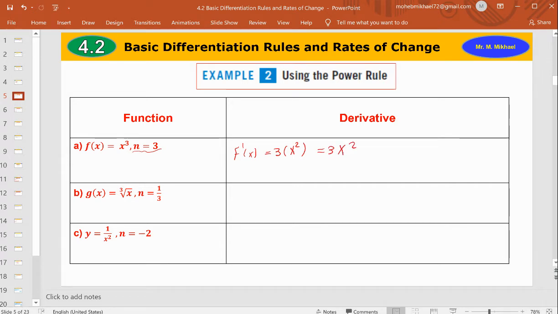This is the derivative of the function. This is the slope of this function. This is the slope of the tangent line of this function at any point.